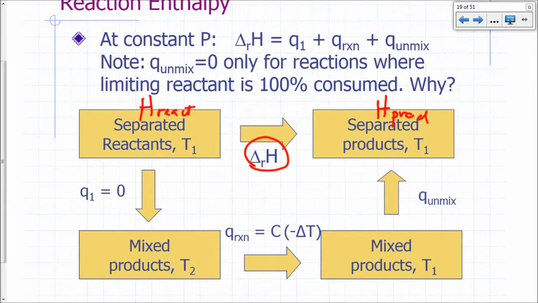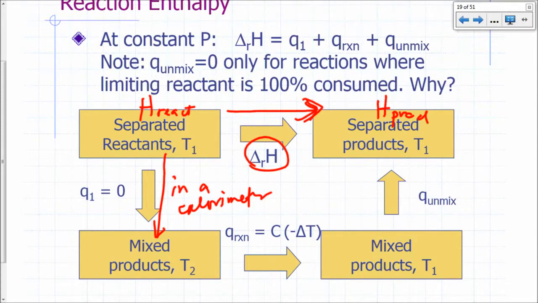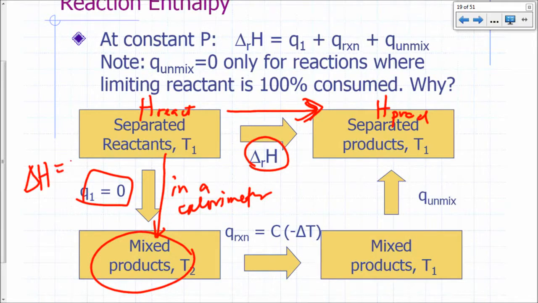But since enthalpy is a state function, even though this doesn't actually happen, you can just imagine it happening. What we do is we go to the lab and carry out this reaction in a calorimeter. When you mix your reactants, you get mixed products in an insulated container. Q for that is 0. So delta H for that step is 0.